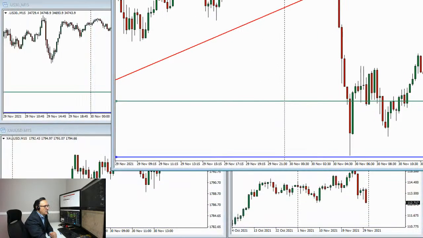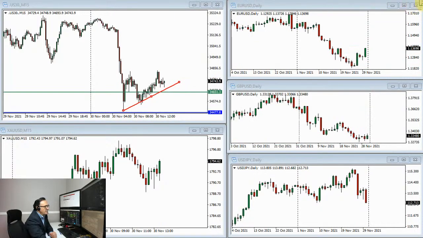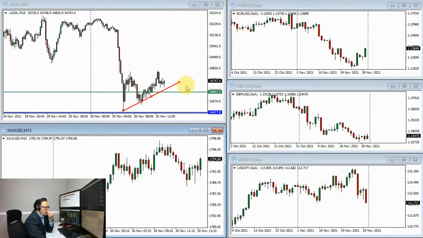Okay, so that's FTSE and DAX. Sorry, FTSE and Dow Jones. FTSE and Dow Jones, apologies. The other thing that I am looking at is gold.